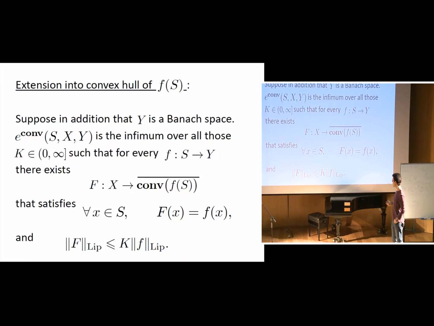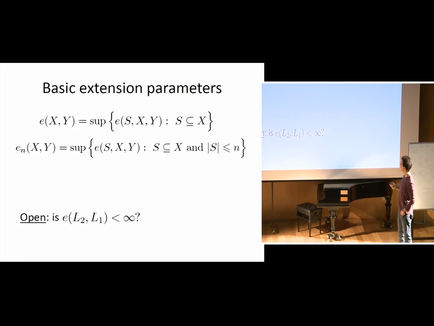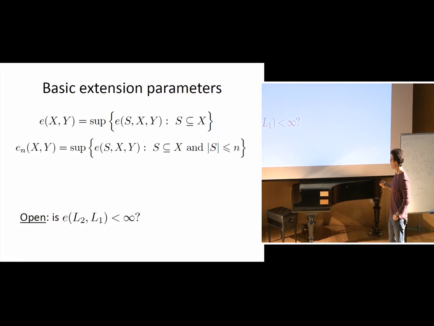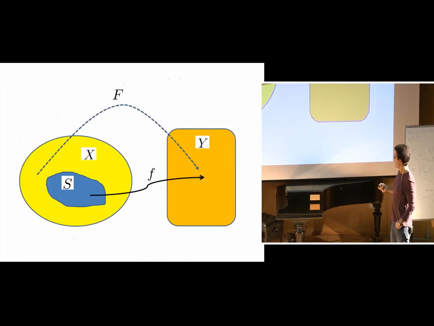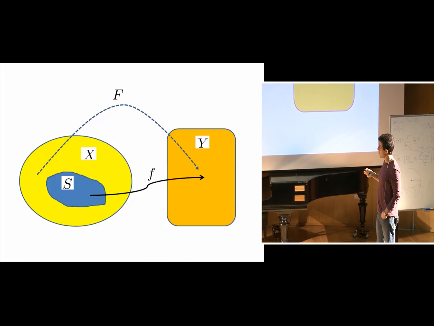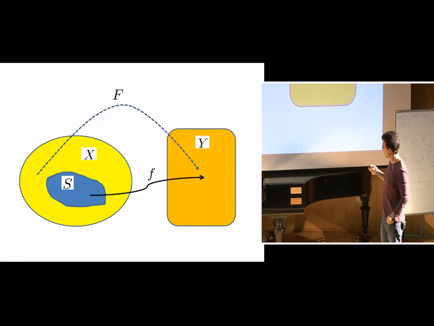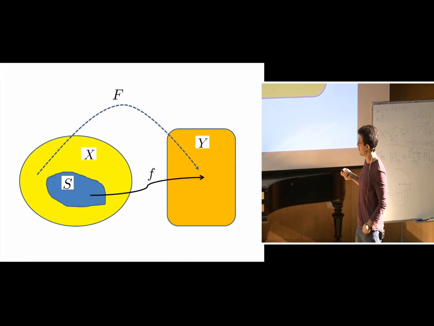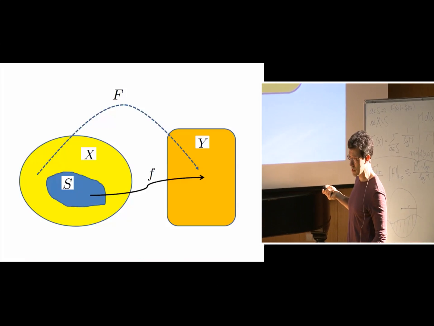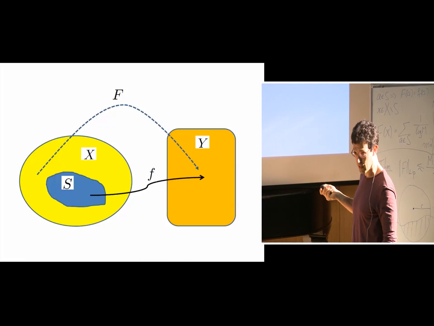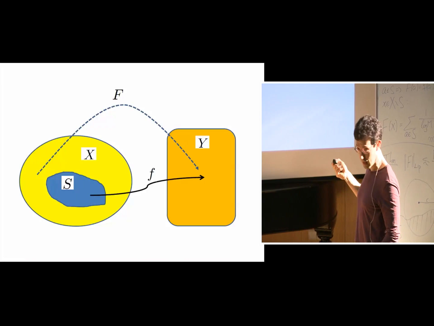But this is a variant of this question. So there are the basic extension parameters. So in this picture, what we most often want to know is we really care about the two metric spaces X and Y, and not really the subset. We want a theorem that says for every subset S of X and for every function F, you can extend it.